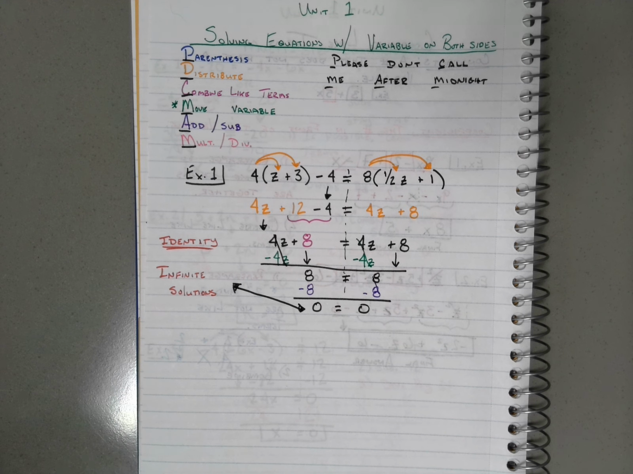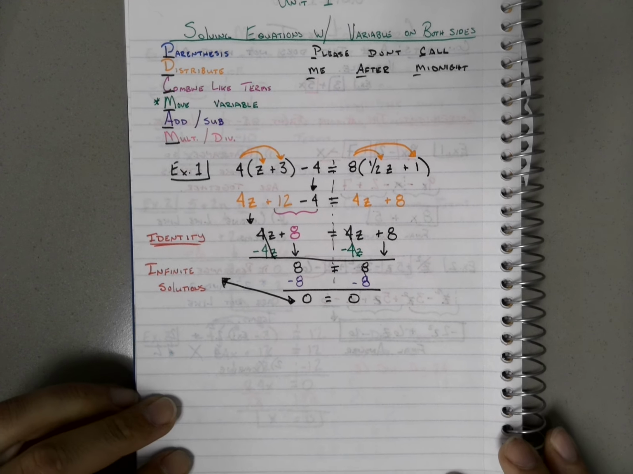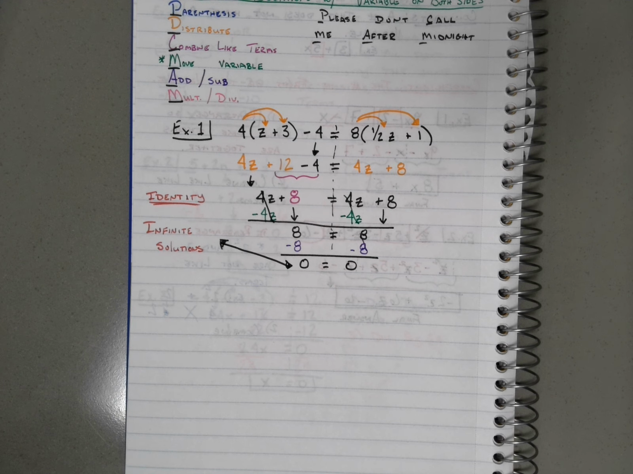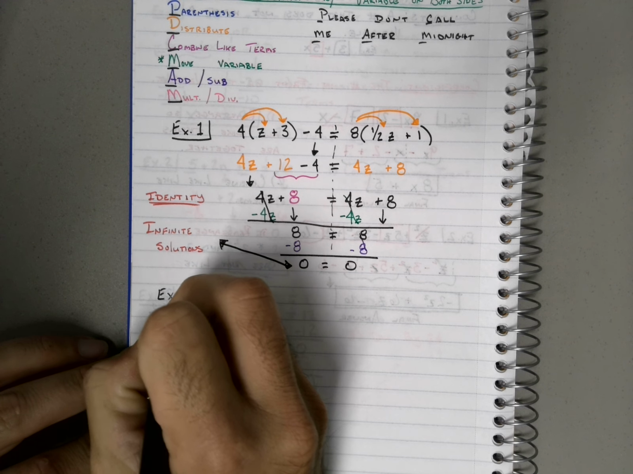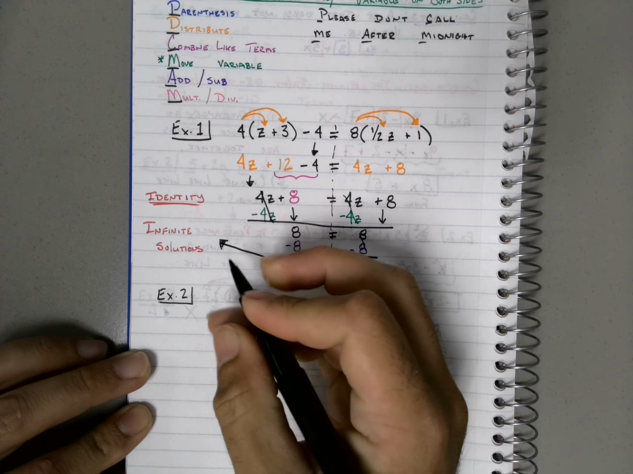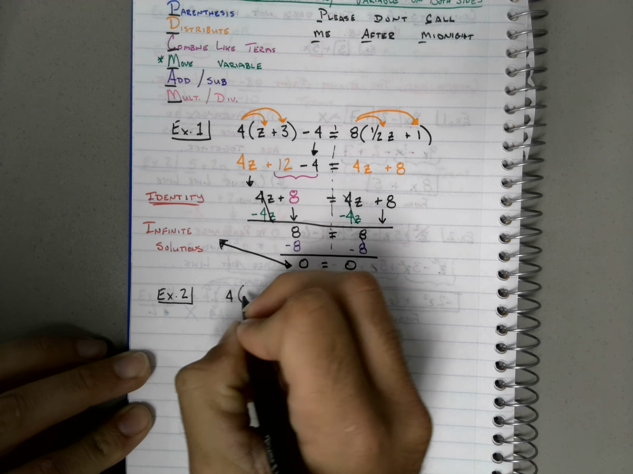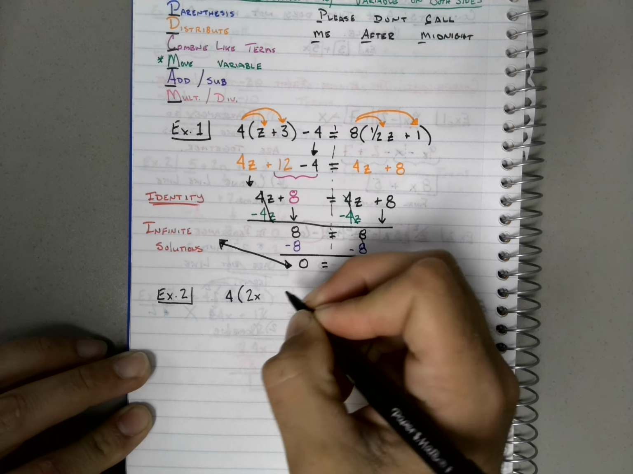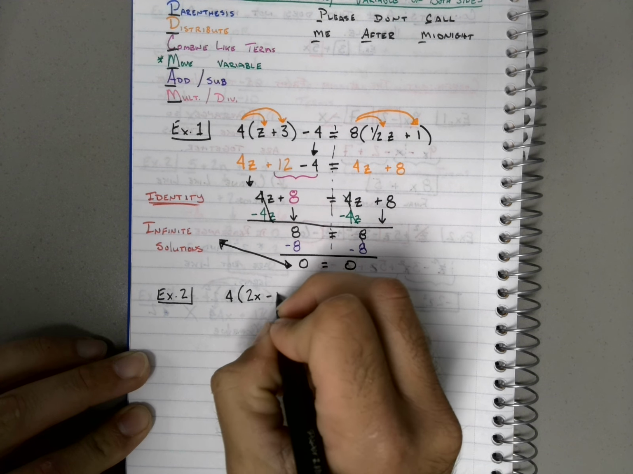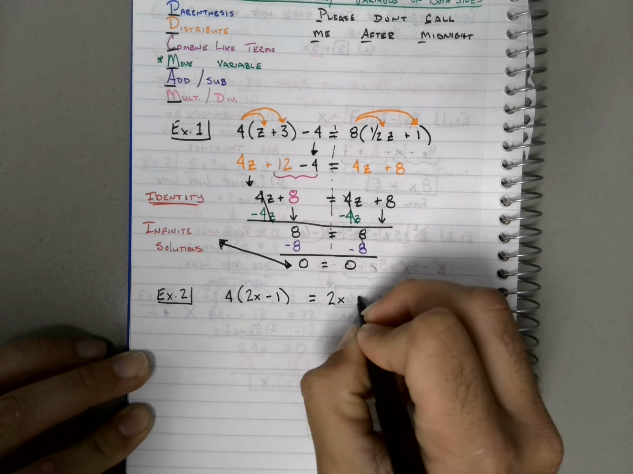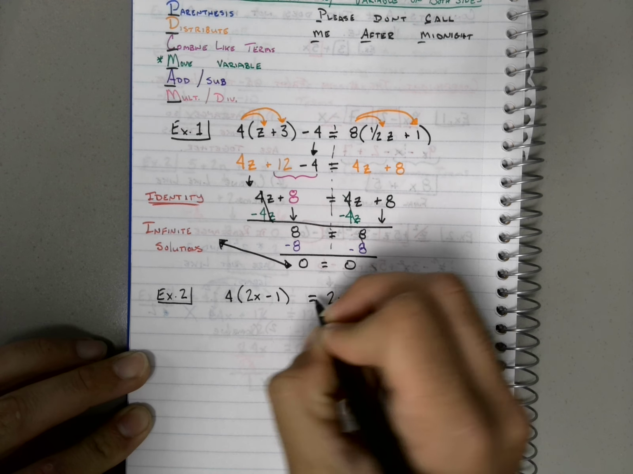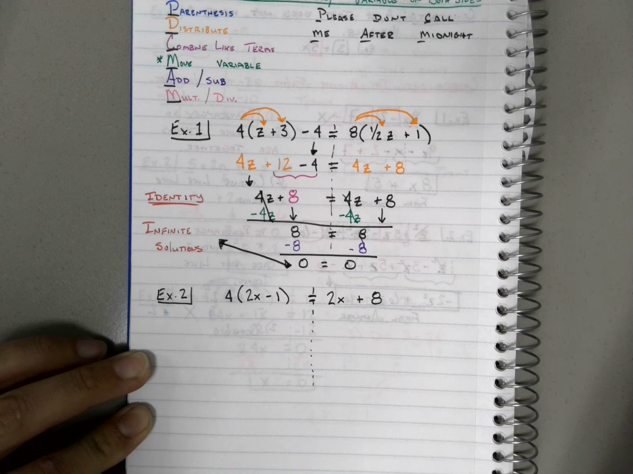Now, that probably wasn't a good example to start with, but it just happened to play out that way. All right, so let's look at another example. Example 2. We have 4 times the quantity of 2x minus 1 equals 2x plus 8. We'll draw a little line here to help us keep these separated.